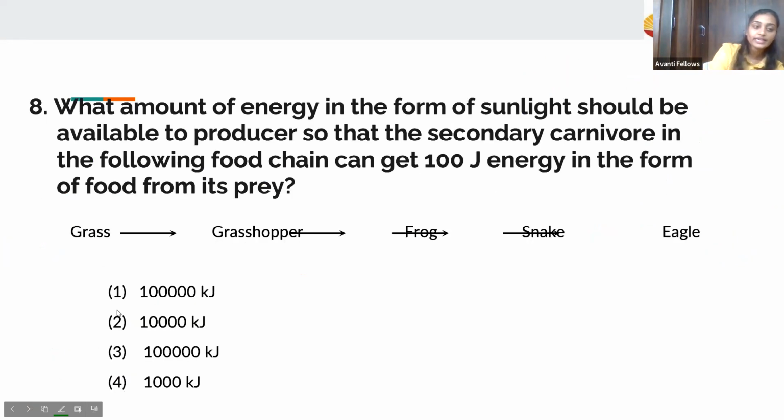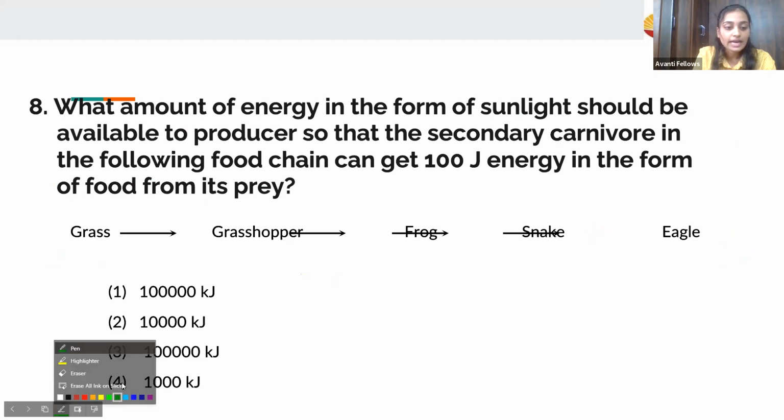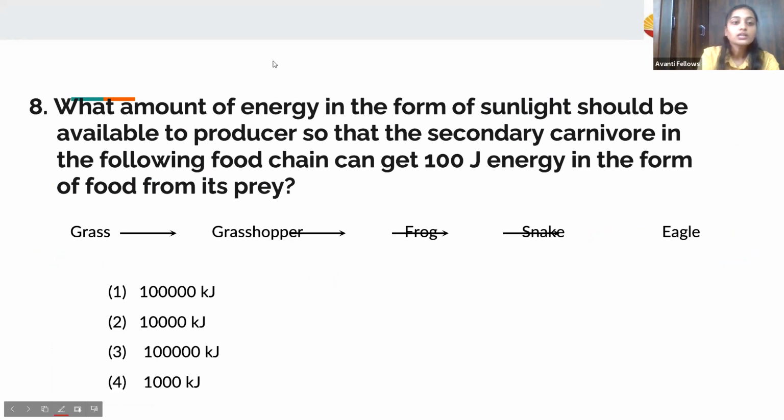That is the eighth question. The eighth question says that the amount of energy in the form of sunlight should be available to the producer so that the secondary carnivore in the following food chain, which they have given us, can get 100 joule of energy in the form of food from its prey.